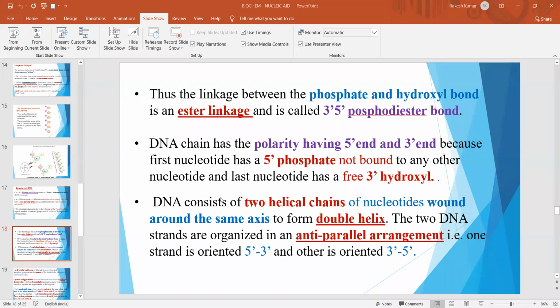DNA consists of two helical chains of nucleotides wound around the same axis to form a double helix. The two DNA strands are organized in an anti-parallel arrangement, that is, one strand is oriented 5' to 3' and the other is oriented 3' to 5'.